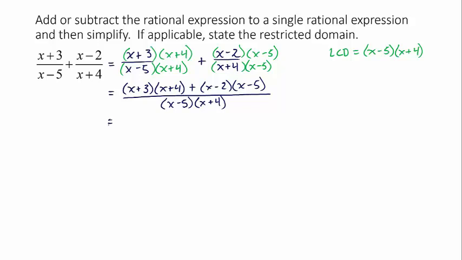All right, so (x plus 3) times (x plus 4), we're going to have x squared. What's the middle term going to be? I've got 4x plus 3x, which is 7x. Again, if you need to write it out, please do so. And 3 times 4 is 12.